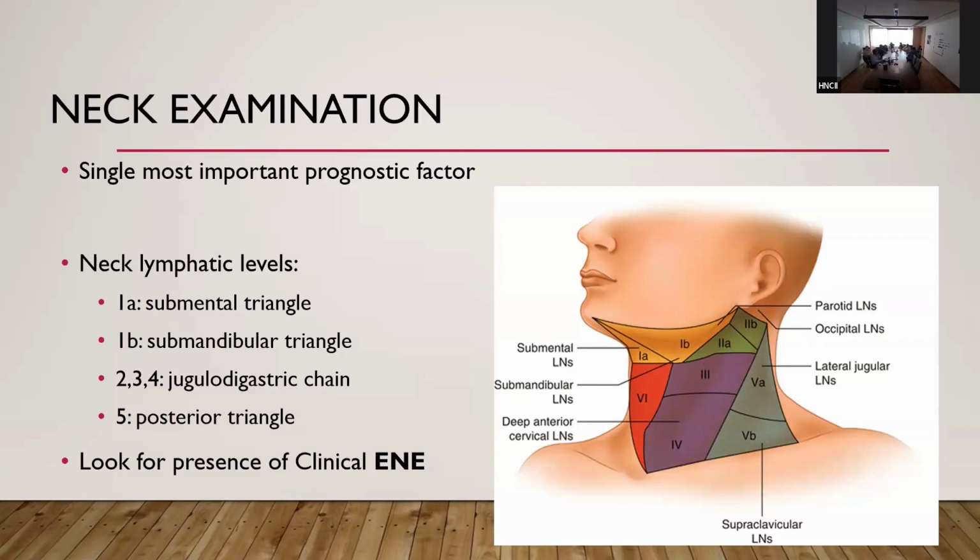We have to try and look for all levels of nodes in every patient and look for presence of clinical ENE. Clinical ENE can be because of skin involvement, or because of involvement of the sternocleidomastoid, or any very large node which is having restricted mobility. In those nodes, we'll say that clinically there is extranodal extension.